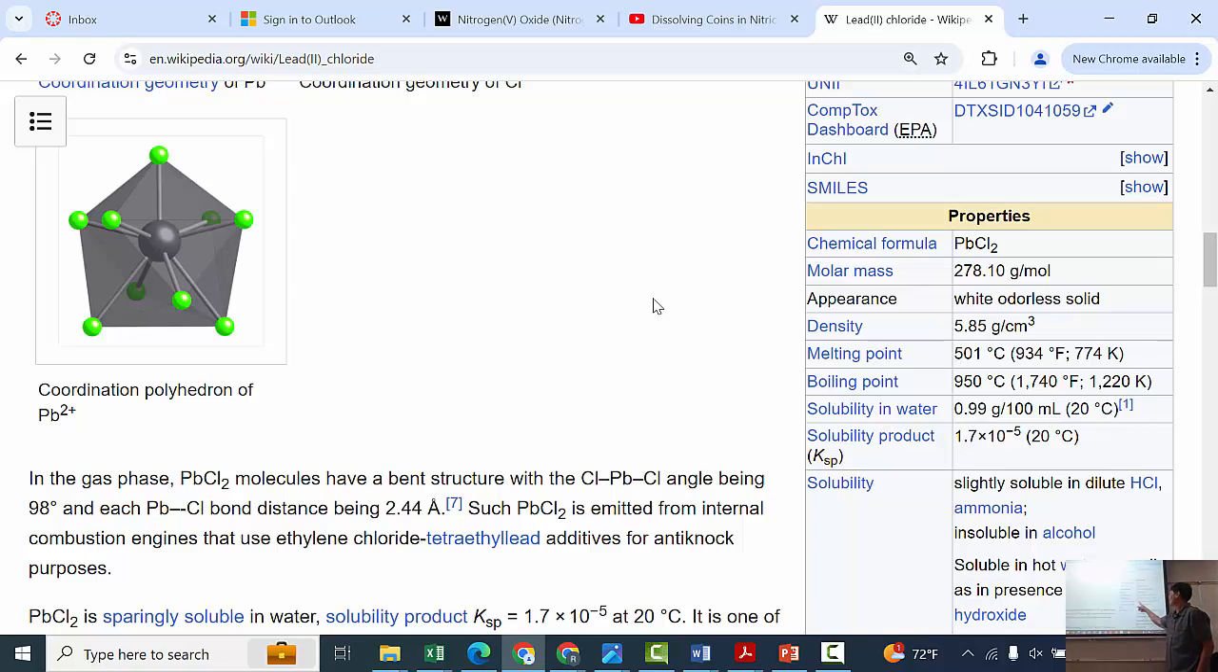The solubility in water is 0.99 grams, so almost 1 gram will dissolve in 100 milliliters. Yes, we call it insoluble, but that's a lot of lead. A gram in 100 milliliters? 100 milliliters isn't all that much. But still, that's less than our cutoff. So quite a bit of PbCl2 dissolves, at 1 gram per 100 milliliters.